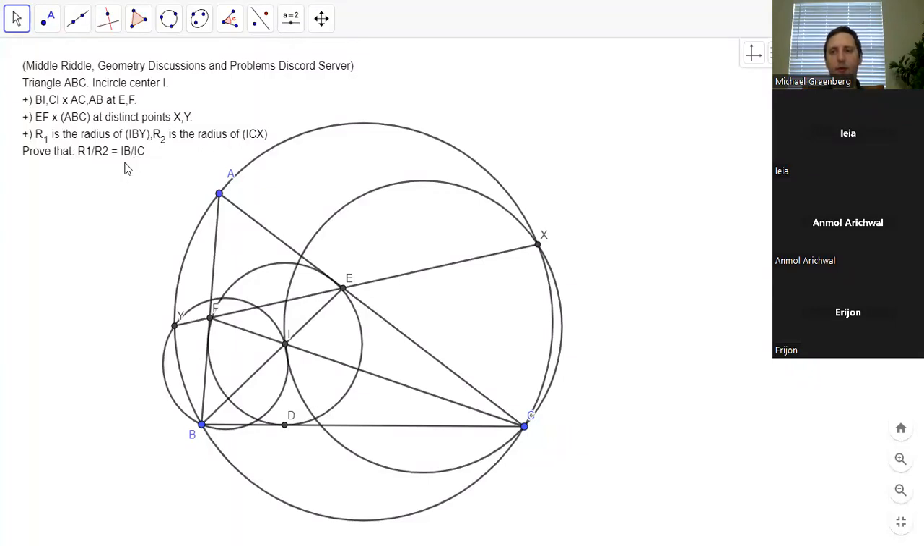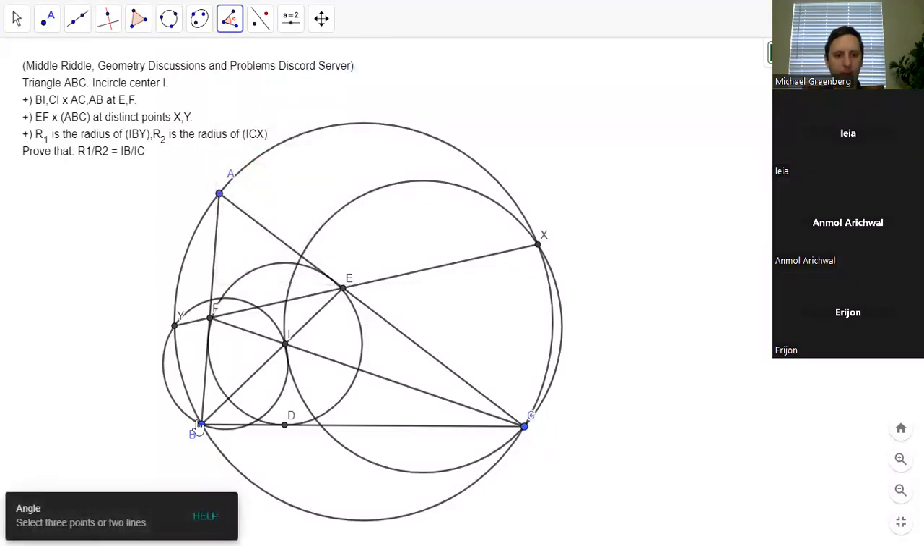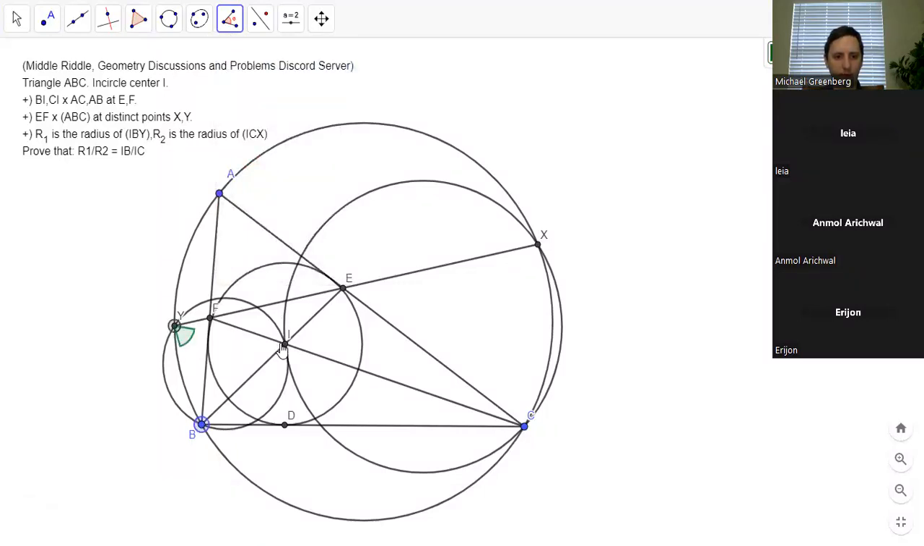Another way of saying what you're saying is that BI and CI are similar parts of these two circles, right? So it's like angle BYI should equal angle CXI. I think it's the same thing. Angle BYI is angle CXI. Let me check if that's true. Yes. So if we can show that, that's equivalent to the problem.